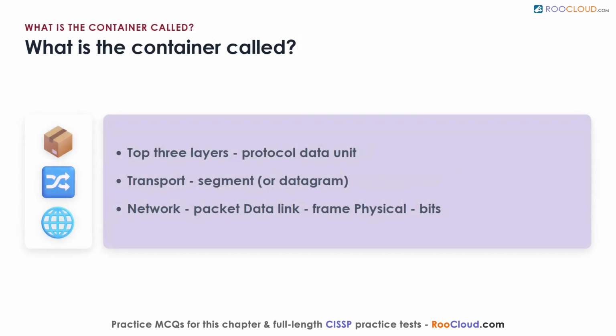What is the network container called at each stage? Its name changes as it descends. At the top 3 layers, it is simply a protocol data unit. At the transport layer, it becomes a segment, or a datagram if the connectionless protocol is used. At the network layer, it is a packet. At the data link layer, it is a frame. And at the physical layer, it is nothing but bits on the wire. Learn these names, because the exam uses them to tell you which layer it is testing.